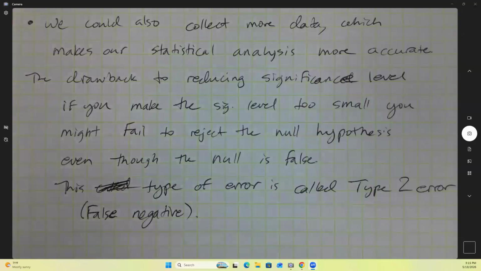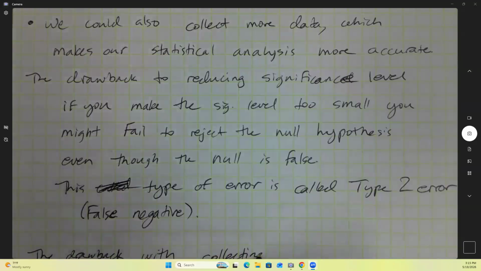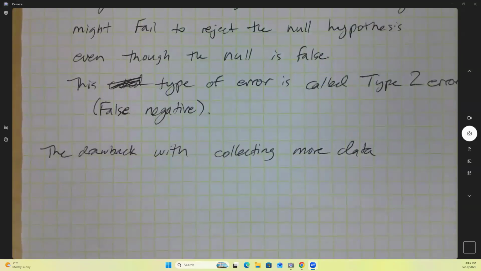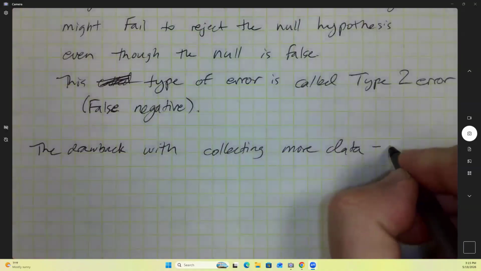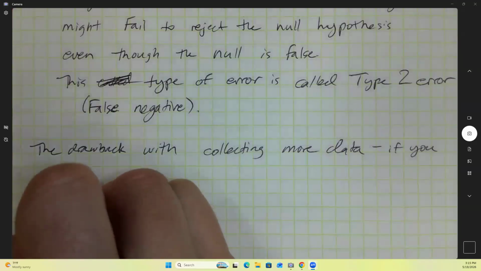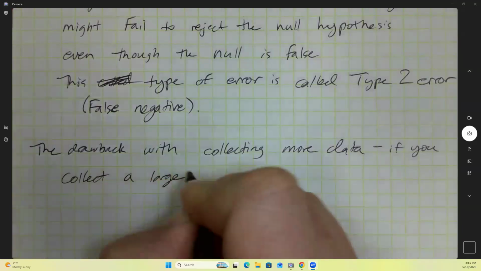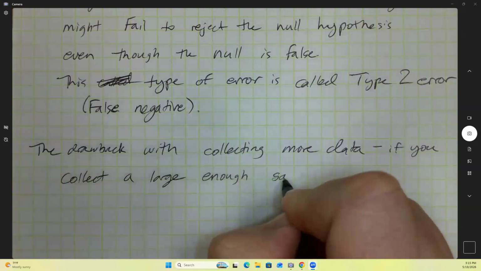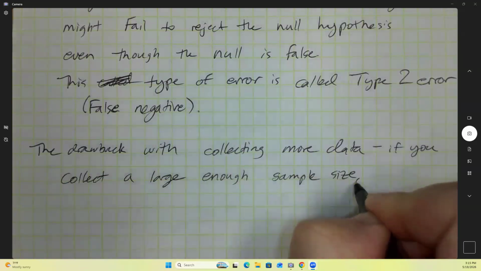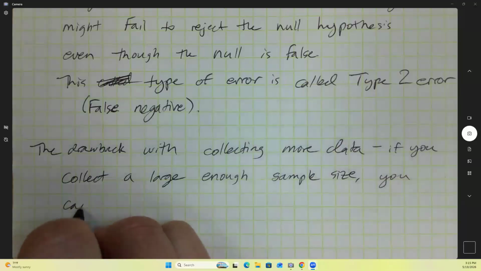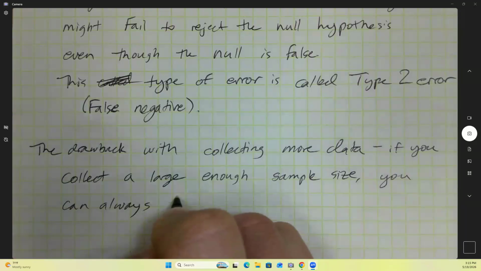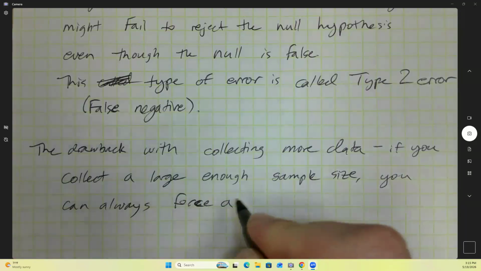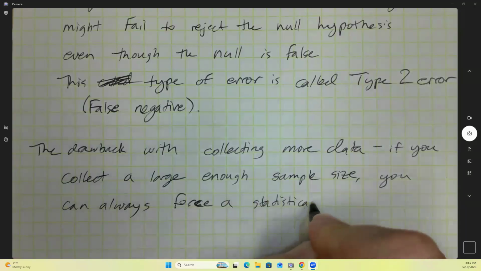All right. The drawback with collecting more data, besides the logistical drawback, is we have to be out there for longer, is the following. If you collect a large enough sample size, you can always force a statistically significant result.